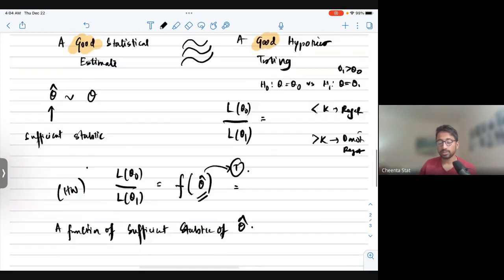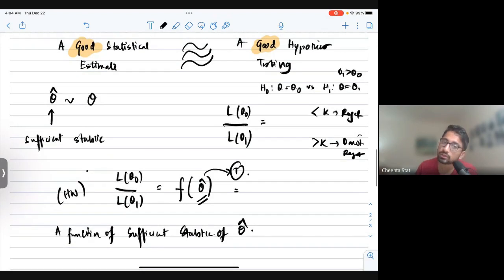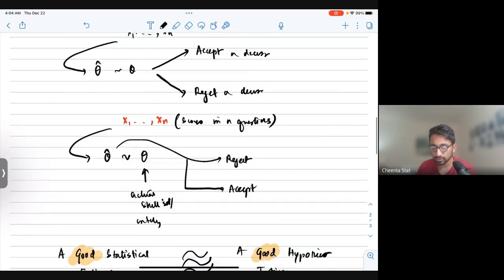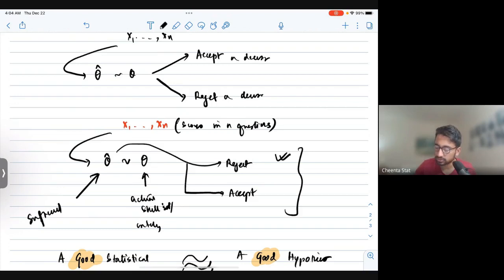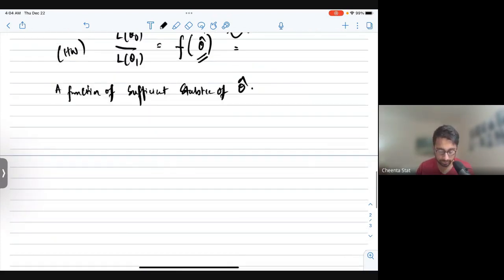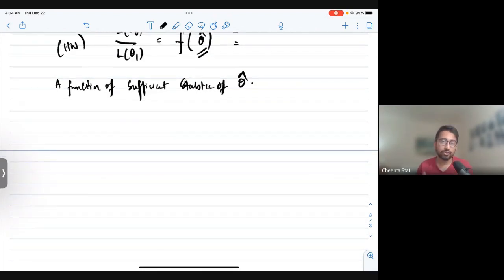So this is the first relationship, how a good statistical estimate is related to good hypothesis testing. In fact, it happens via the statistical estimate. That's exactly what we have observed here. We first find a good estimate and then we make a decision. The good estimate here is sufficiency, and a good acceptance-rejection testing of a hypothesis is nothing but a UMP test. So that's a really interesting relationship, and we can use it to do really beautiful things.